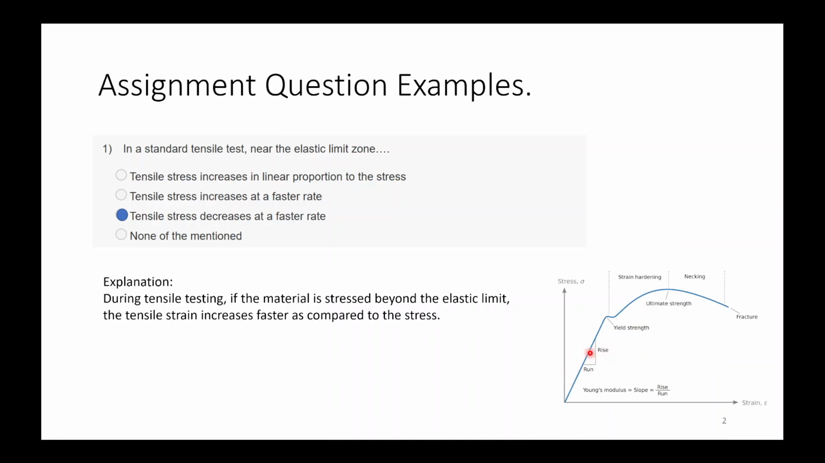We can explain this using the stress strain curve. Up to the elastic limit zone, stress and strain are proportional, and after that tensile stress decreases at a faster rate compared to tensile strain. It is written that during tensile testing, if the material is stressed beyond the elastic limit, the tensile strain increases at a faster rate as compared to the stress. So answer will be C.